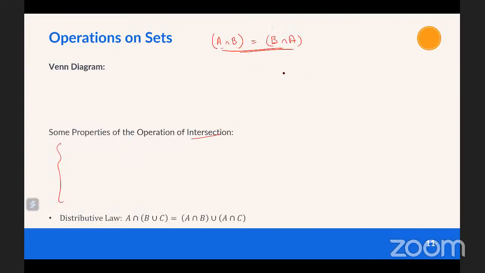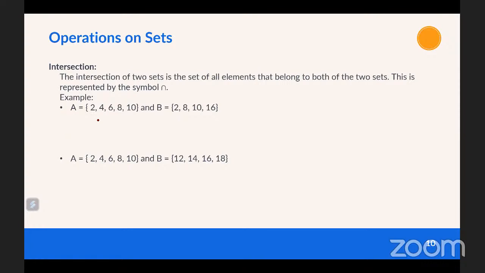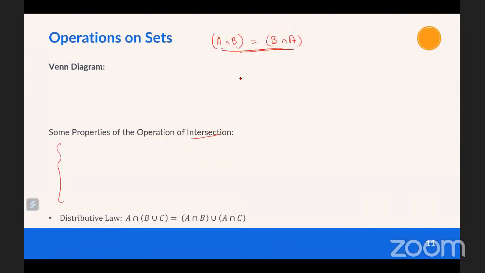So you can see here also. In this example, we had A intersection B as the set of elements 2, 8, 10, right? Because 2 is present in both the sets, 10 is present in both the sets, and 8 is present in both the sets. Now, if you perform B intersection A, it will be the same because the common elements will remain the same. So 2, 8, and 10. So this property says that A intersection B is the same as B intersection A.